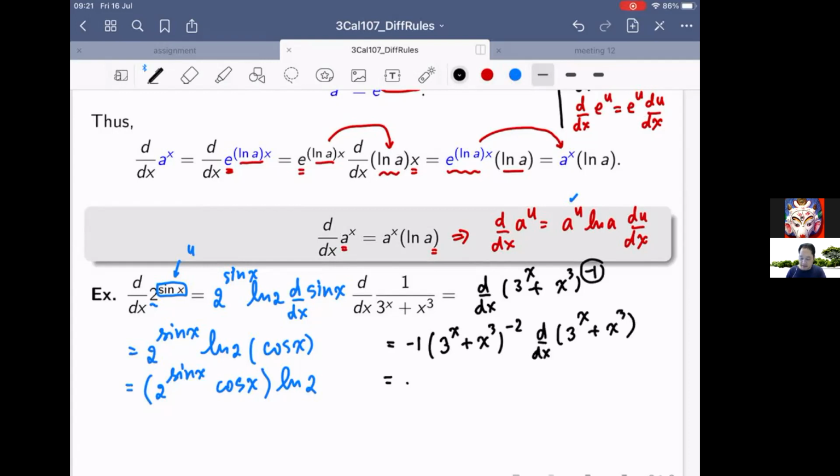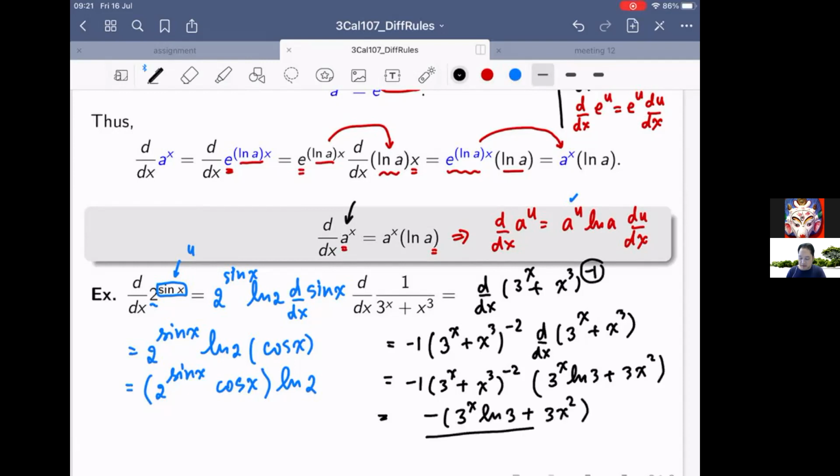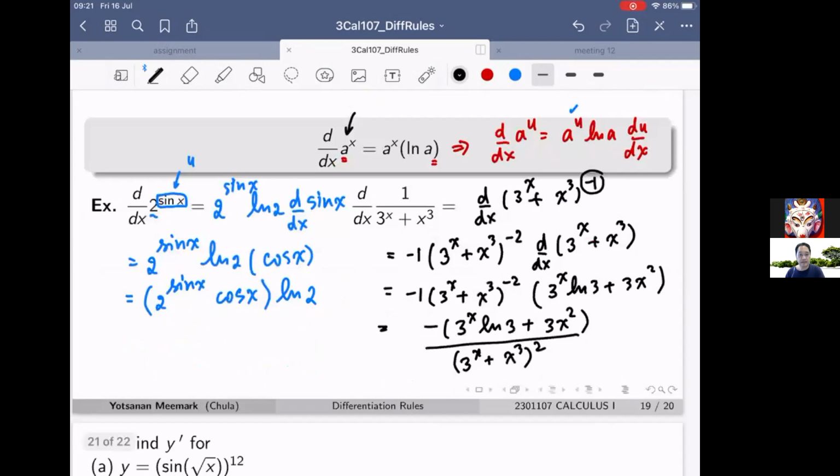Okay. So here is negative 1, 3^x, x cubed, and the derivative of 3 to the x, we simply use this formula with your a as 3, so it's 3 to the x log of 3 plus 3x squared, or you can rewrite it as 3 to the x and then 3x squared over this one squared. Okay, all right, so let us try a little more complicated.